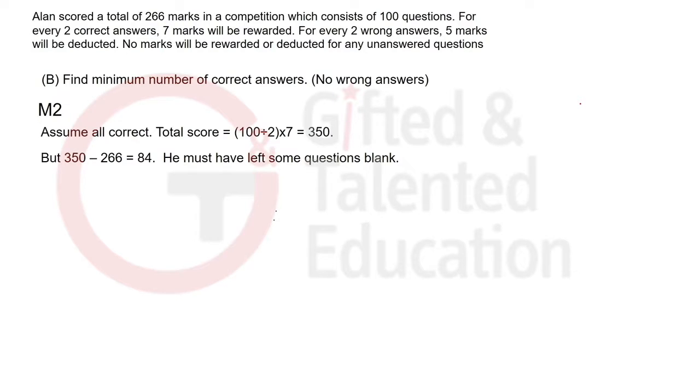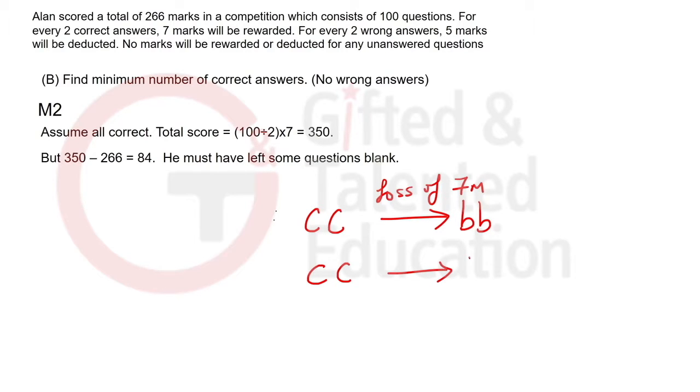So our goal is to find the number of blank questions, and from there we can find the number of correct answers. Observe that given 2 correct answers, if I replace them with 2 blank answers, there is a loss of 7 marks. If I again replace 2 correct answers by another 2 blank answers, there is also a loss of 7 marks, so on and so forth.